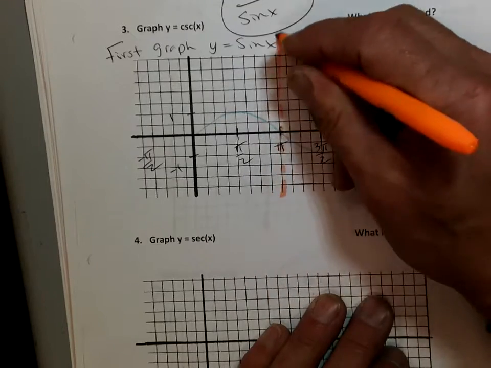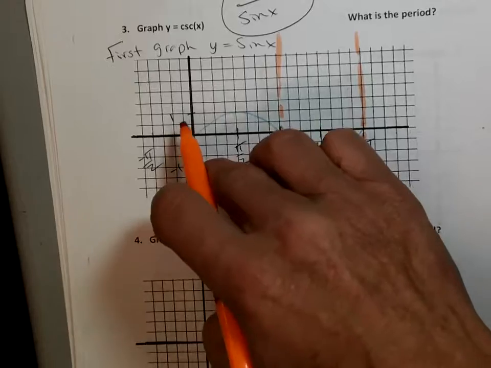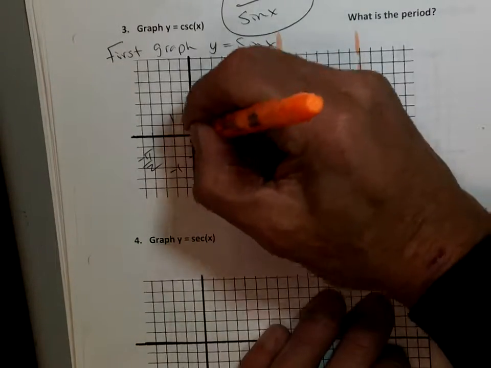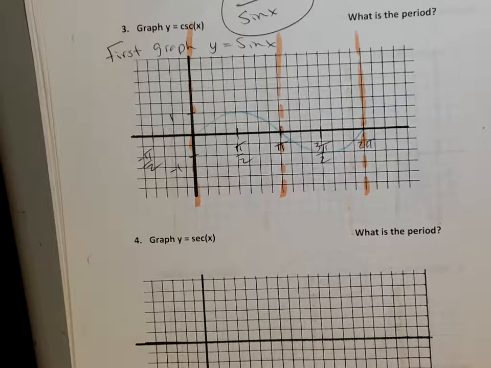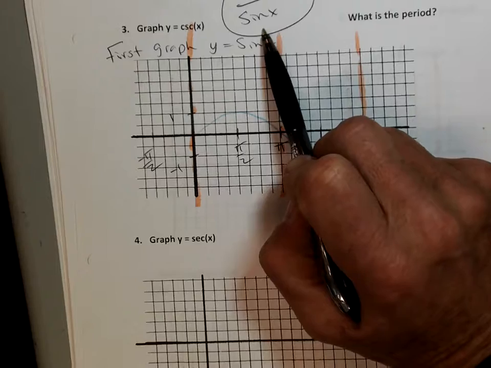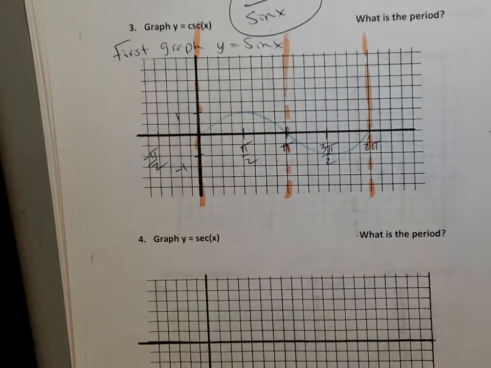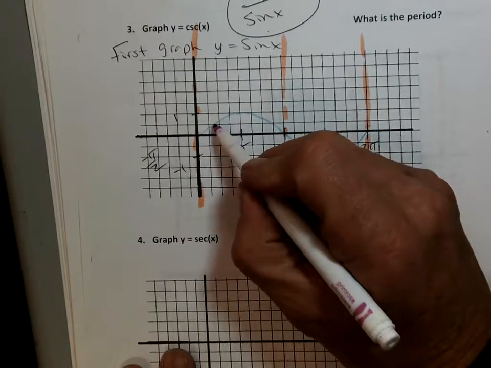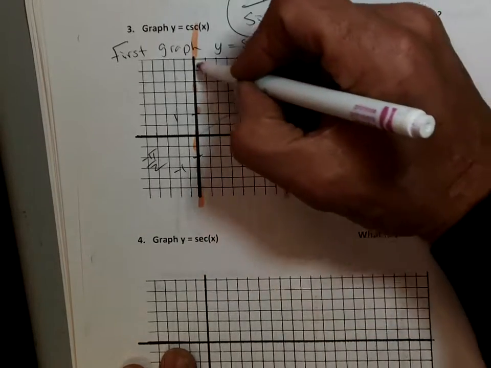So every place that sine has a value of 0, we would divide by 0. Therefore, we would have an asymptote. Okay? Make sense? Yes. Can't divide by 0. Now, when sine gets small, cosecant gets big because they're the opposites, the reciprocal. So the graph looks like this. As sine gets smaller and smaller and smaller, cosecant gets bigger and bigger and bigger.